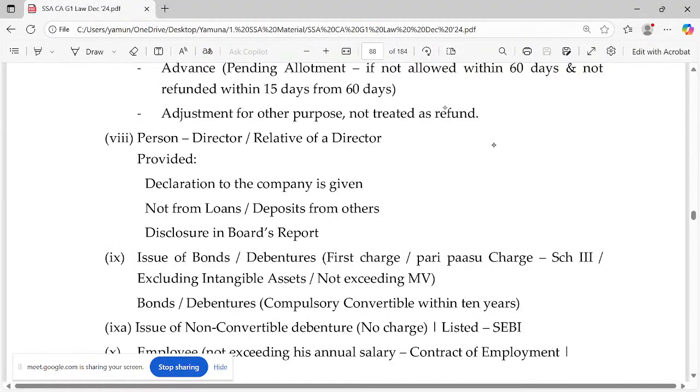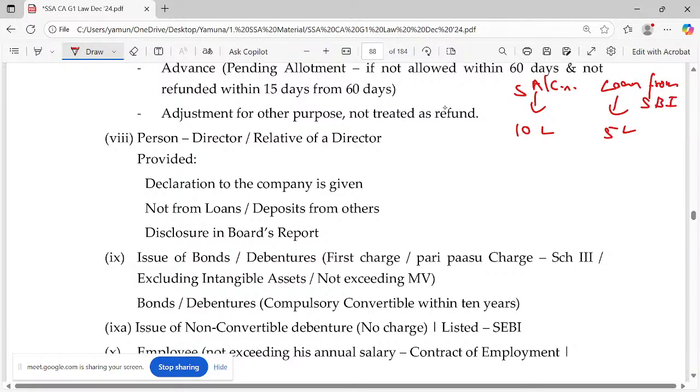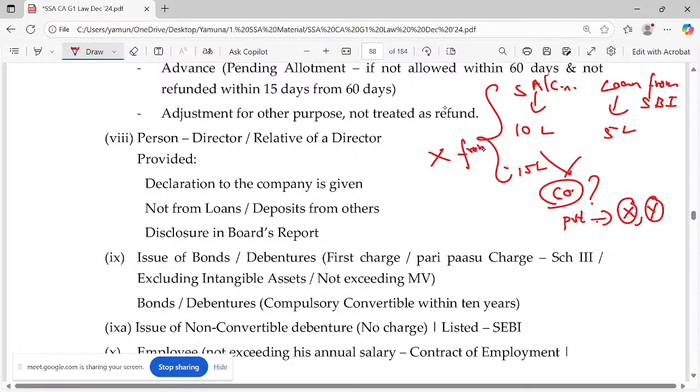Let me go for two amounts. One amount is 10 lakh rupees, from his personal savings account in the bank. Another is 5 lakh rupees, which he borrowed as a personal loan from a bank, some SBI bank or something like that. Both together, 15 lakhs, he is giving to the company. Why? The company needs money. It's a private company, being started by two persons, X and Y, subscribers. X is also a director, Y is also a director. Now I'm taking this 15 lakhs from X. Now tell me, is this a loan or deposit?